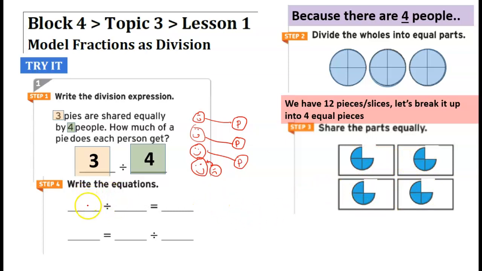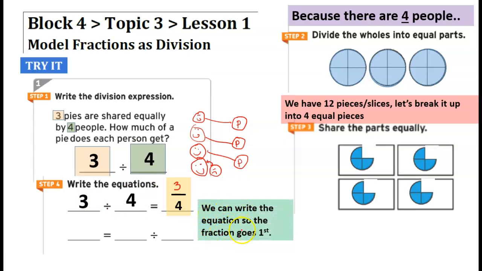We can write this as an equation as 3/4, or 3 divided by 4 is 3/4. We can also write the equation so that the fraction goes first. So instead of 3/4 coming at the end, we can write it so that 3/4 comes first, and then 3 divided by 4. This is known as the commutative property. We can definitely write either way. Now, as far as not the order of 3 and 4, because that would change the fraction, but as far as the equation, the answer part doesn't always have to go on the right. The answer part can go on the left.